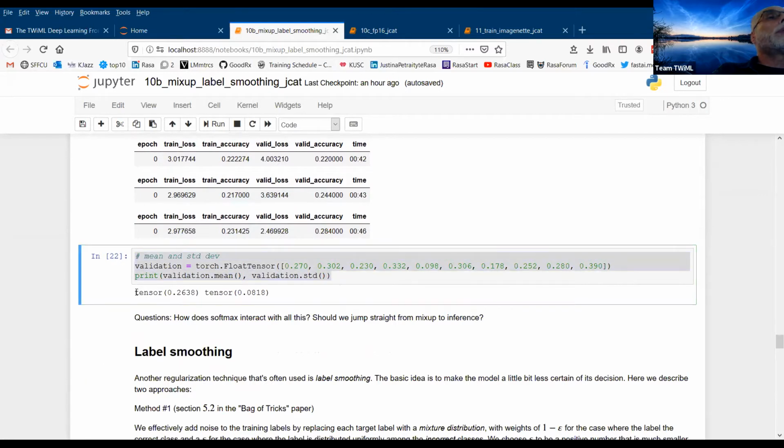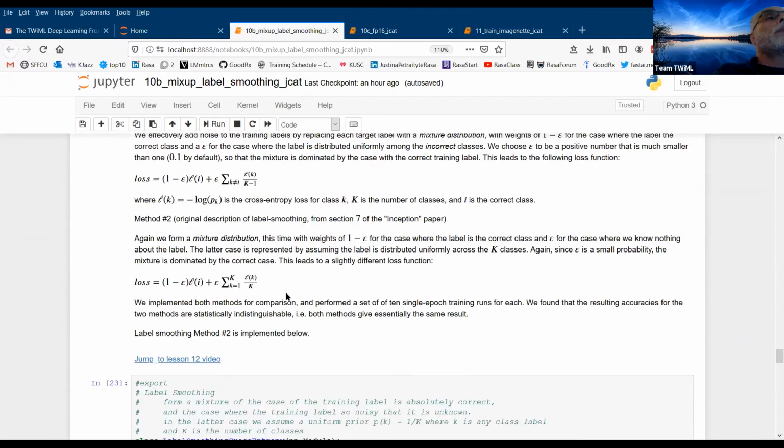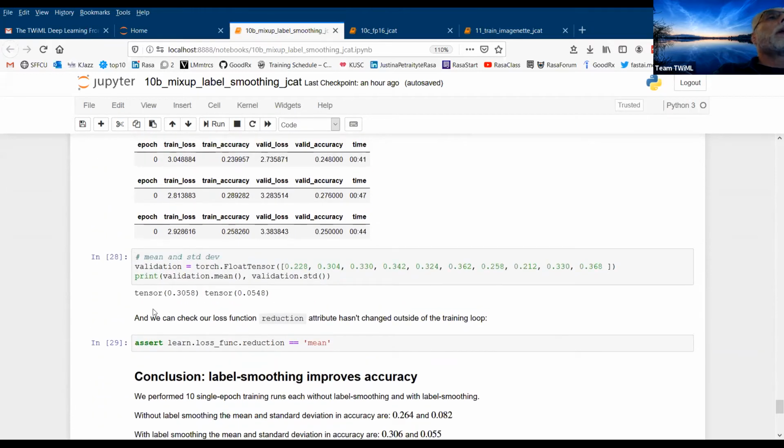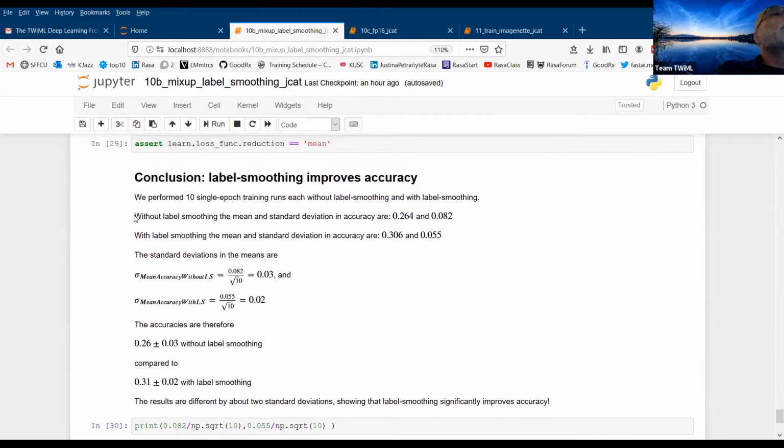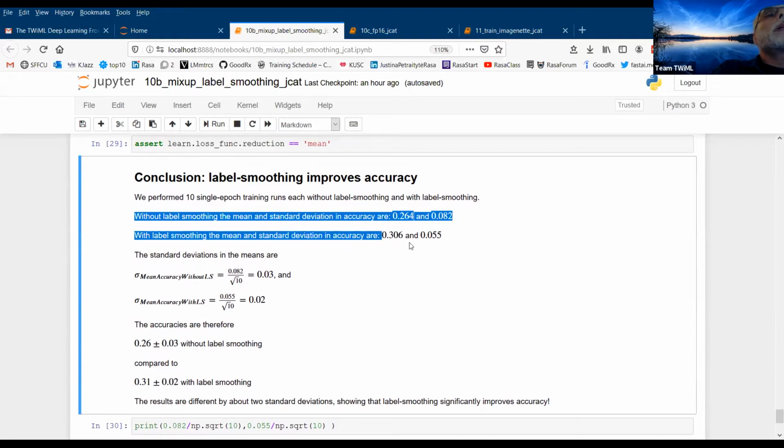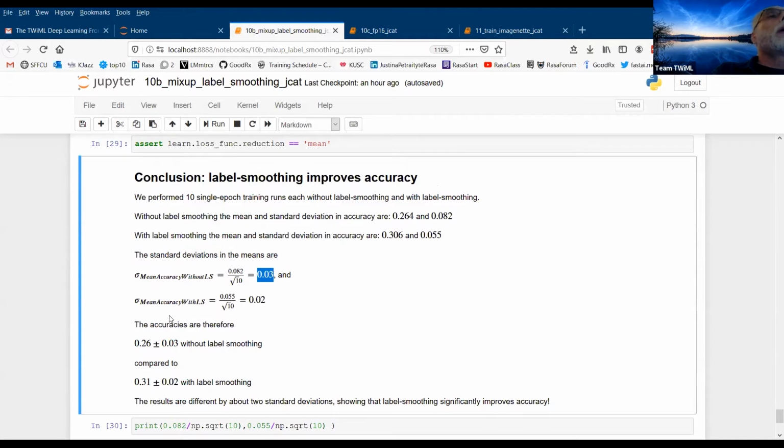Without label smoothing, I get 0.26 with a standard deviation of 0.08. And with label smoothing after 10 runs, I get 0.30 with a standard deviation of 0.05. This is summarizing what I just showed you. But now, because we're doing 10 runs, when you're trying to estimate what the mean accuracy should be, you get to divide by the square root of 10. So the actual standard deviation in the estimate of the mean is 0.03 without label smoothing, and 0.02 with label smoothing.